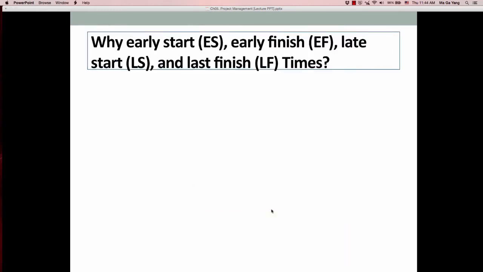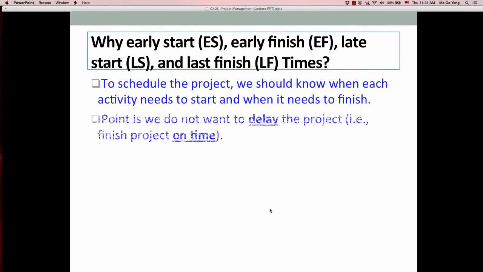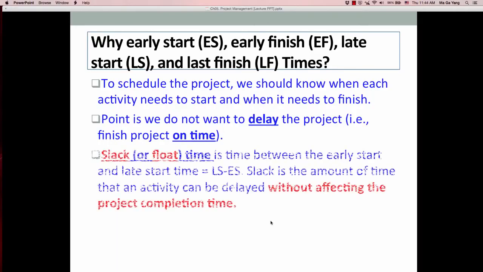Now let's consider what early start, early finish, late start, late finish times are about. To schedule the project, we should know when each activity needs to start and when it needs to finish. The point is that we do not want to delay the project. In other words, we want to finish the project on time. So that's why we are scheduling this early start and finish time, late start and finish time.